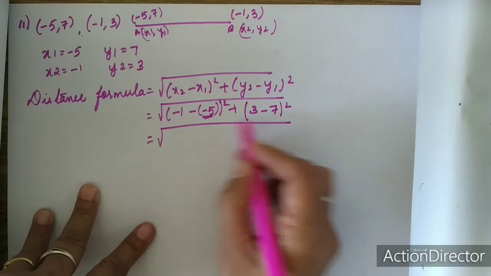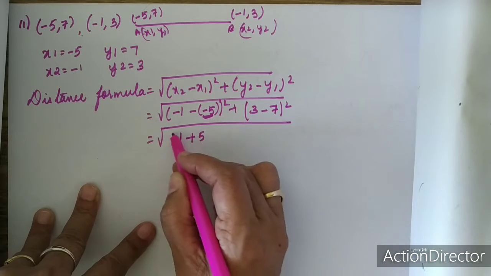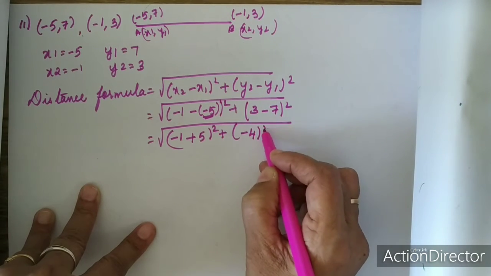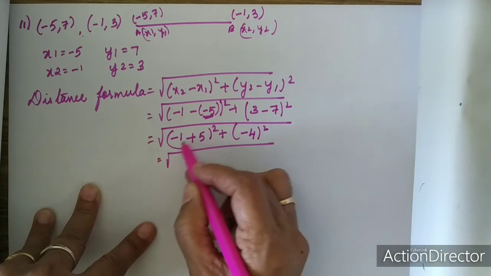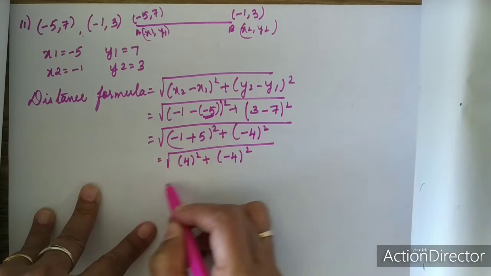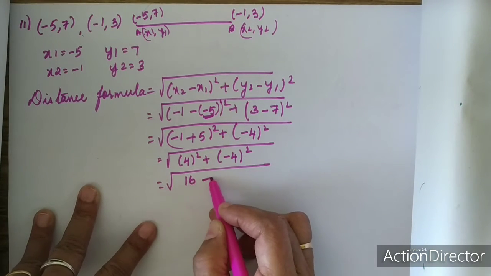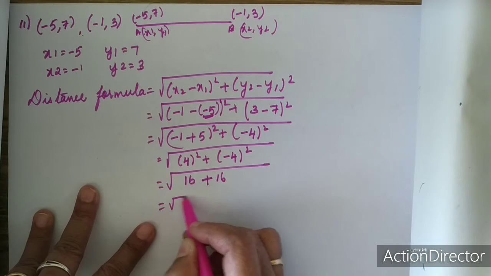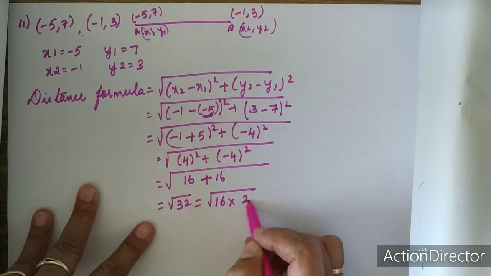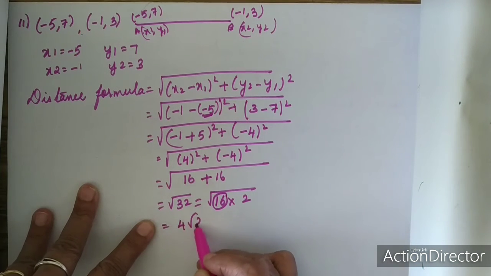On simplifying we get minus 1 minus into minus is plus 5 whole square plus, and 3 minus 7 is minus 4 whole square. Again 5 minus 1 is 4 whole square plus minus 4 whole square. 4 whole square is 16 and minus 4 whole square is also 16. So 16 plus 16 is equal to 32, which can be written as square root of 16 and 2, and square root of 16 is 4. So my answer will be 4 root 2.